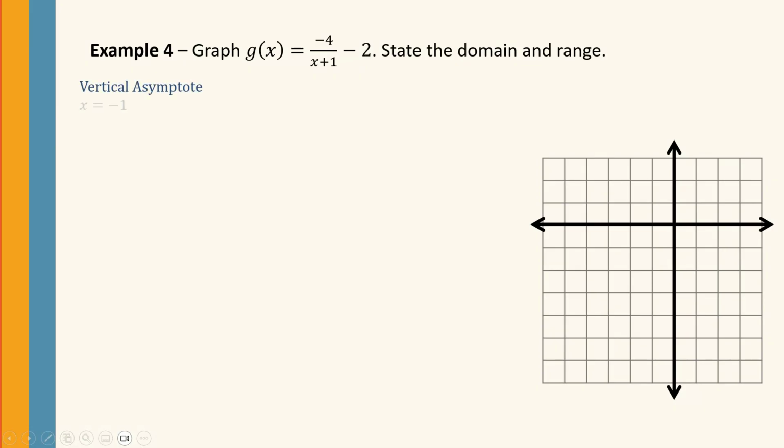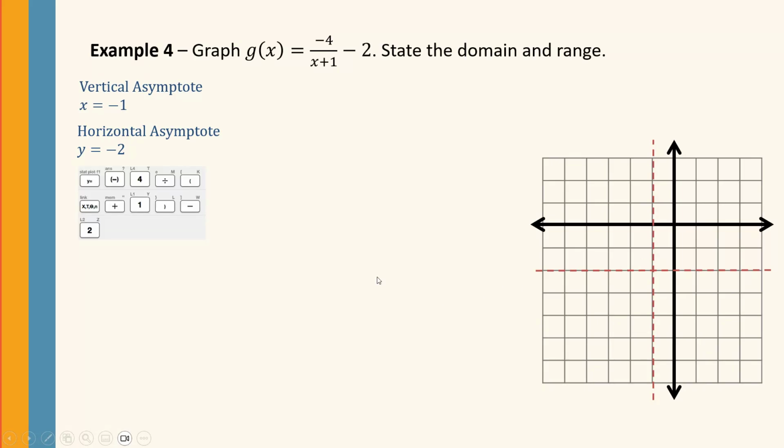So our vertical asymptote, always still just set your denominator equal to 0, and solve for x, we would get x equals -1. So we're going to draw a vertical line at x equals -1, that's our vertical asymptote. And then our horizontal asymptote would be this number here, y equals -2. So then we'll draw our horizontal asymptote at y equals -2. And then typing it into our graphing calculator, here's the buttons that we would press. This is what it should look like on your screen when you type that into y equals.